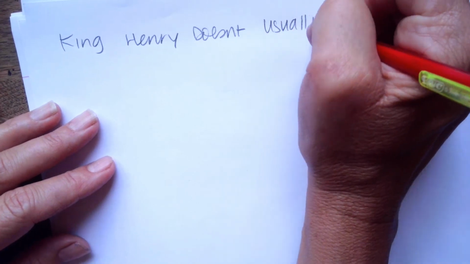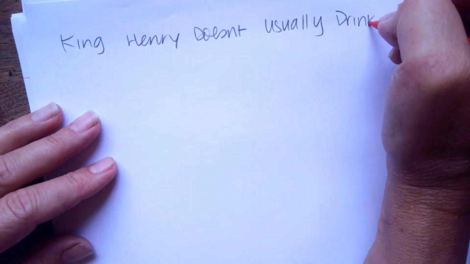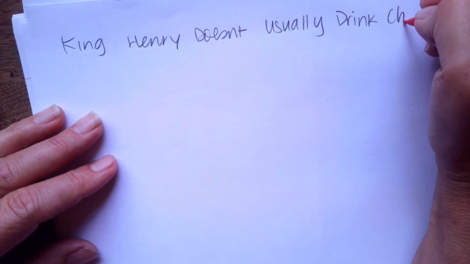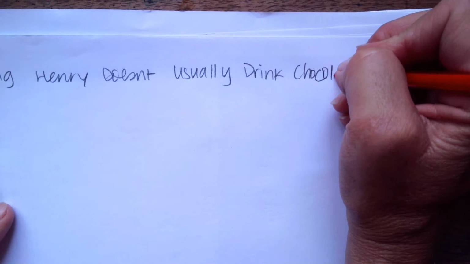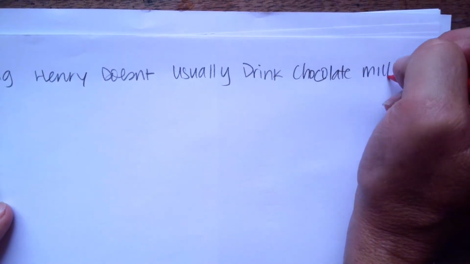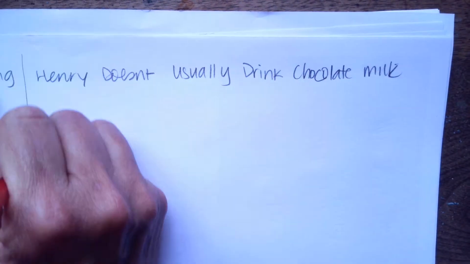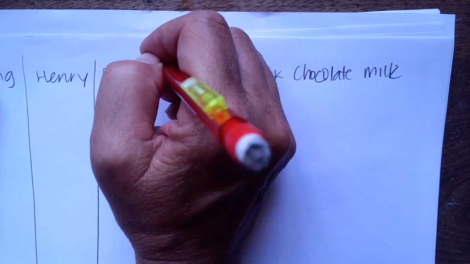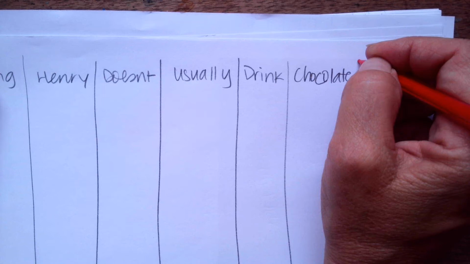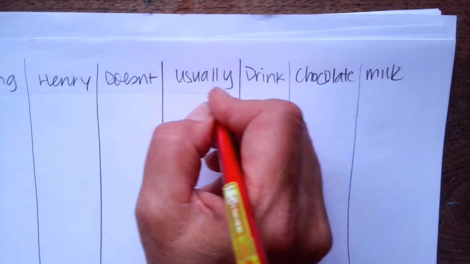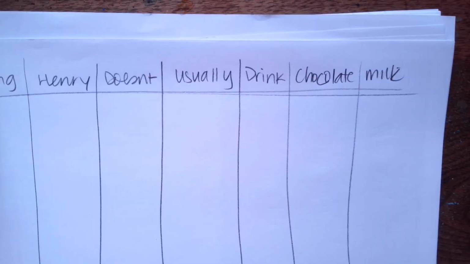Okay, so we're going to remember this little thing. It's called King Henry Doesn't Usually Drink Chocolate Milk. And we're going to write it across our page like this, and then we're going to make columns. This is just to help us remember the order that it goes in.